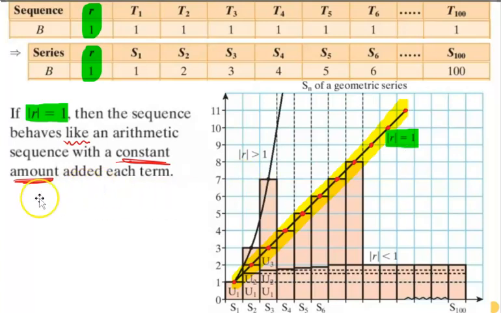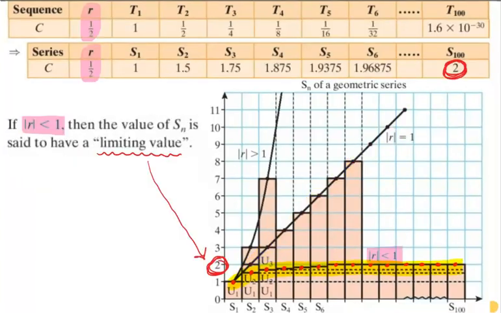Next we're going to have a look at sequence C, where the common ratio was less than 1. Again, it's highlighted in yellow. This is what it would look like. We can see that it shoots up quite quickly, but then it levels off and the red points get closer and closer to 2. So we saw for series C that S100 gets closer and closer to 2. It doesn't actually get to 2, it just gets really, really close to 2.